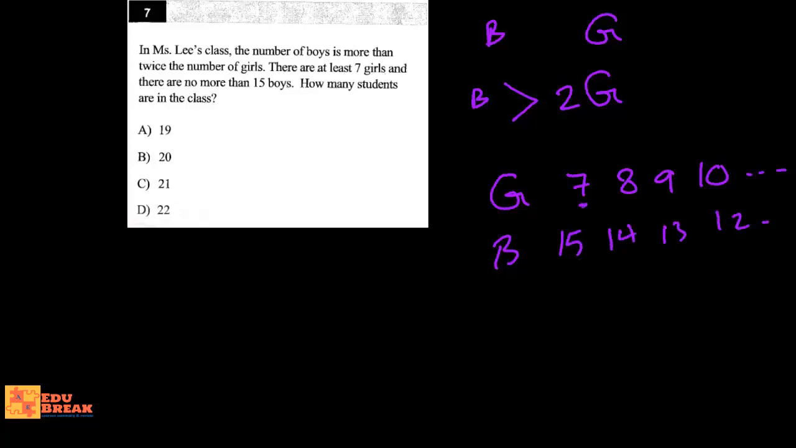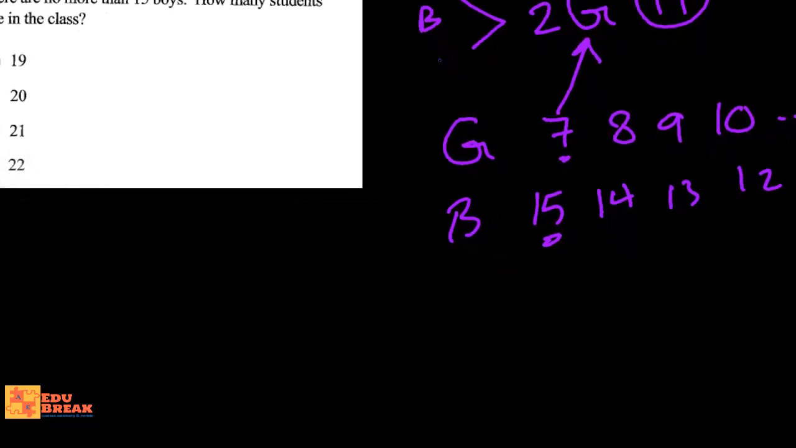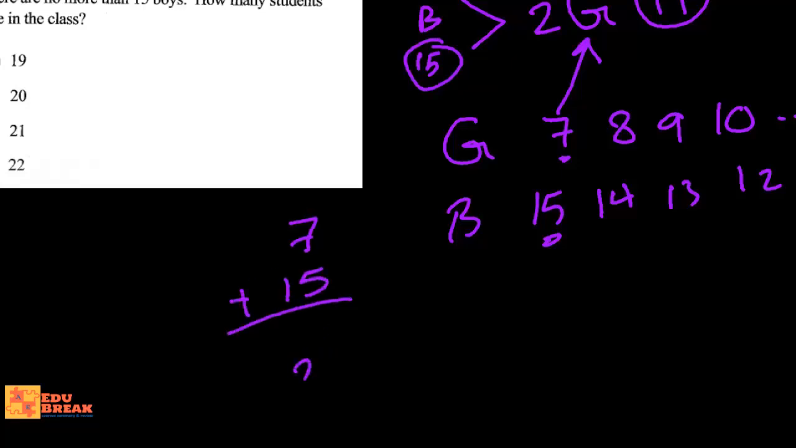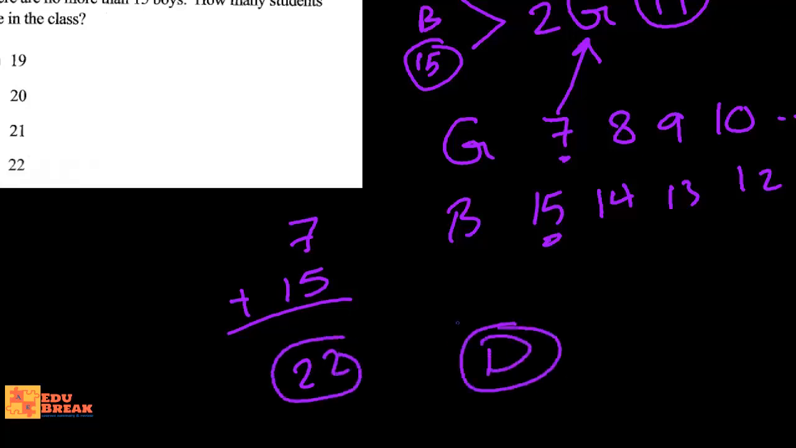Okay, if we check 7 and 15, 2 times 7 equals 14, and we have the number of boys equals 15, which satisfies the inequality. So the answer is 7 plus 15: 7 girls and 15 boys, their sum equals 22. So the answer is D. Next question, question 8.